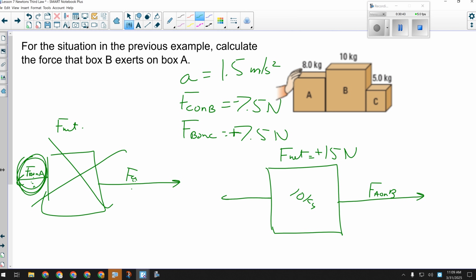Okay, here's the other force we know. The force of C on B. We calculated that in the last question. So we know this force here is 7.5 newtons, because we calculated it in the last question. So if I know this plus this equals 15, can I calculate the force A exerts on B? I sure can. This is just a Newton's second law question.